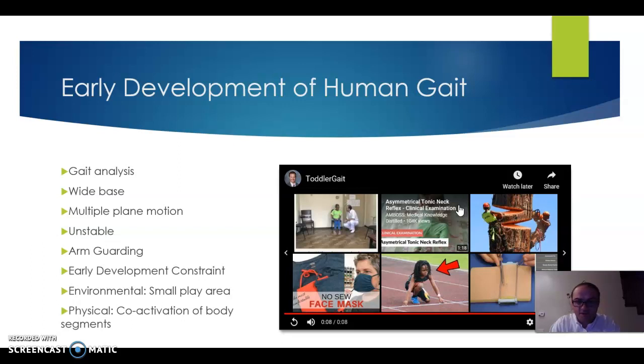And constraints of early development can be environmental, for like a small child that doesn't have a play area or access to a sibling to play with. And then another common physical constraint is co-activation of segments. So their gait looks a little bit different because of something like, within the lower extremities, having the co-activation of the quads and the hamstrings at the same time, which makes it so the segment doesn't move properly.